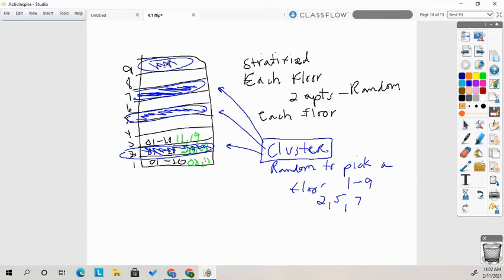Okay, so when you do a cluster, sometimes, not all the time, it introduces that word I was talking about, bias. So sometimes you have to be careful with cluster sampling. It introduces bias. Sometimes cluster sampling is good, sometimes it is bad.